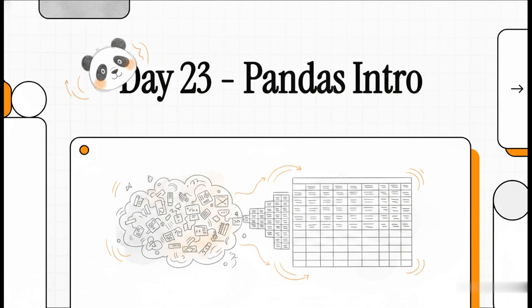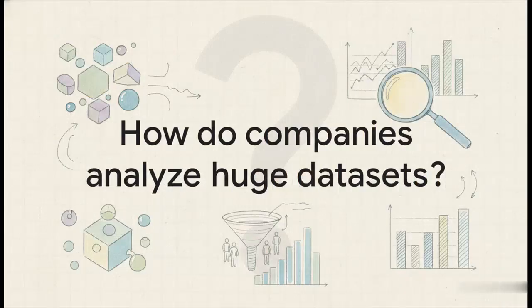We're getting into a dedicated introduction to Pandas, which is hands down one of the most powerful tools out there for data analysis. So here's a question for you. How do companies actually analyze huge data sets? I mean, we're talking literally millions of rows and thousands of columns. How on earth do analysts make sense of all that without their laptops or their brains completely melting down?